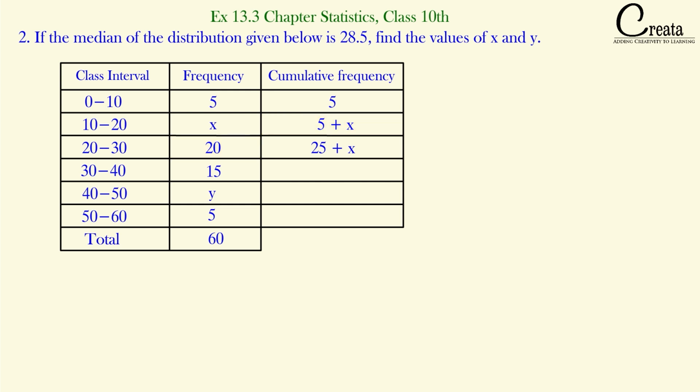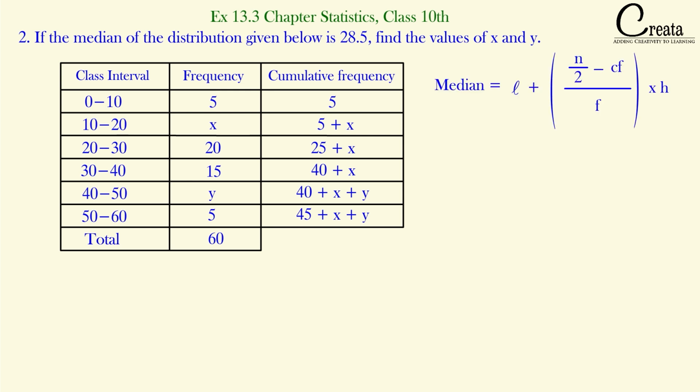Similarly, in the fourth row, we will add these two, which is 15 plus 25 plus x, which is 40 plus x. In the fifth row, we will add y plus 40 plus x, which is 40 plus x plus y. Further, here we will add these two cells, which is 45 plus x plus y. We got the complete table related to the cumulative frequency. Let's move further. This is the formula of the median. Let's see how we get the various data.